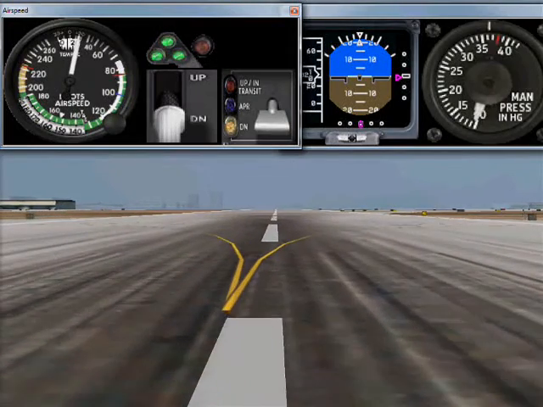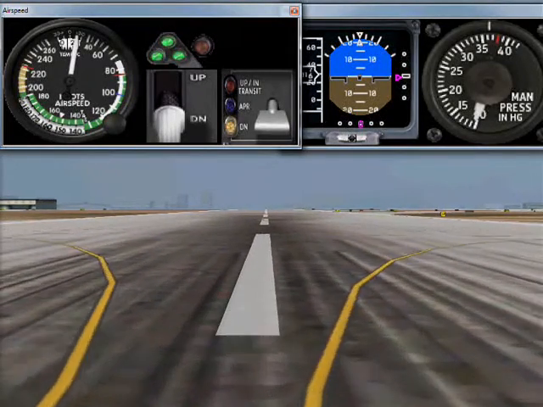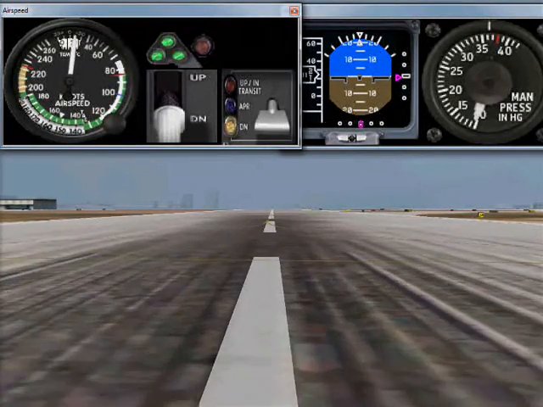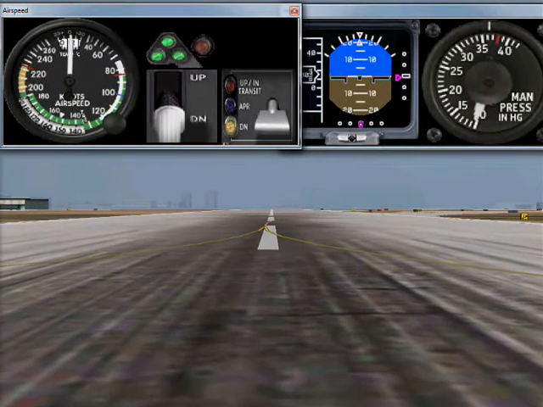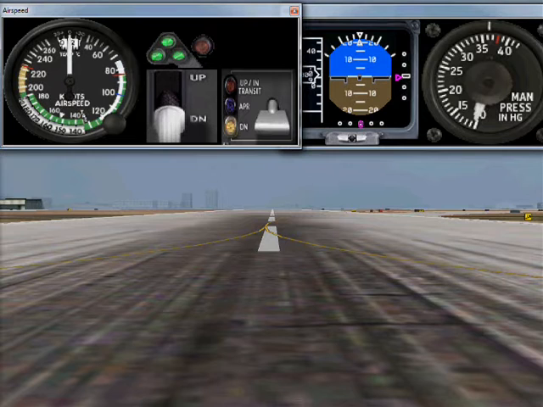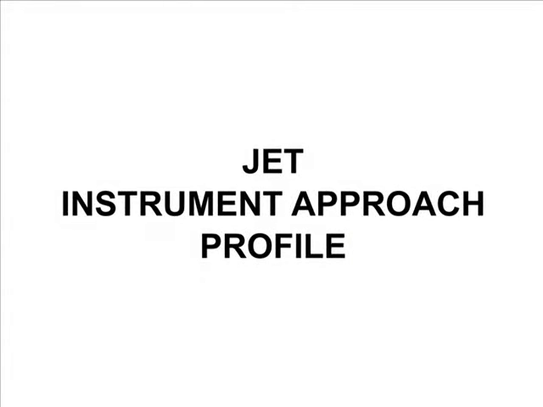After completing the landing, we are stopped at the 2nd intersection. Now, let's look at the instrument approach profile for jets. There are several areas unique to jets that do not apply to light airplanes. Specifically, jets have a maximum operating Mach number, they have less speed stability, and jets are normally operated with the operational limitation that the entire final approach will be stabilized in the landing configuration.